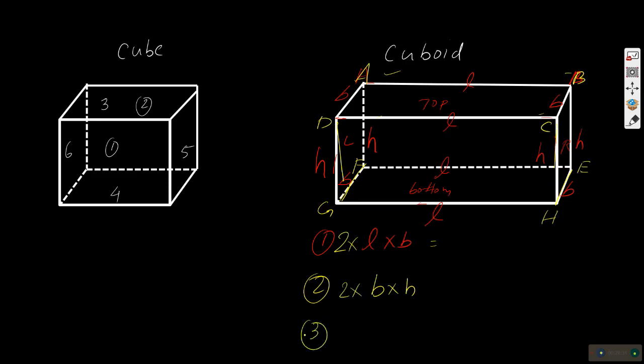And if I consider the third pair, it is length into height. This is the length and this is the height, the front and back, I would say. Otherwise, if I use the vertex names, I would say GHCD and FEBA. So such two faces. When we calculate the area of length into breadth, breadth into height, length into height, adding it and multiplying with 2, you will get the total surface area. Total surface area is the area of the whole figure.